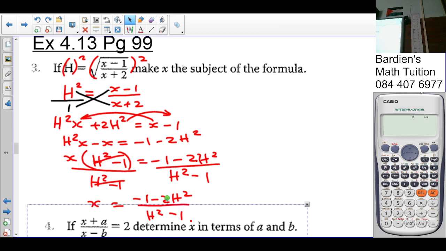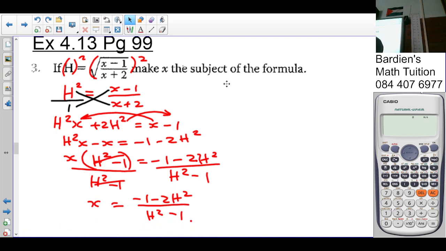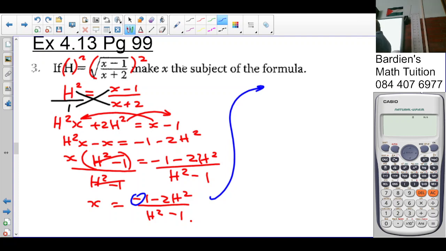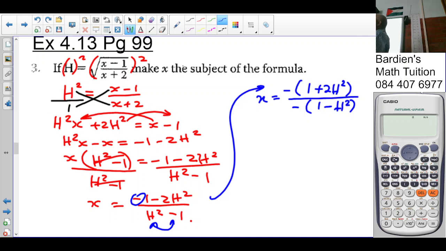Now looking at this here, you see this is negative here. So if I take out negative as a common factor, you don't have to do that. I'm just showing you something. Take out negative as a common factor, it will be 1 plus 2h squared over. If I swap this around, what's going to happen? Negative comes out, not so? So it's negative into 1 minus h squared. I could have taken difference of 2 squares here in the denominator, but we're not going to, because it's not going to simplify the numerator. So I'm not going to do that.